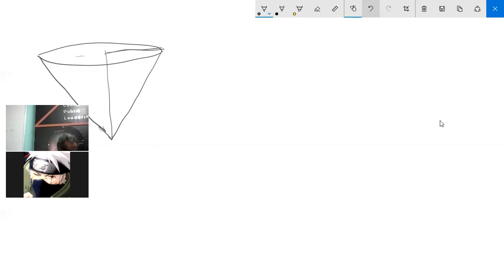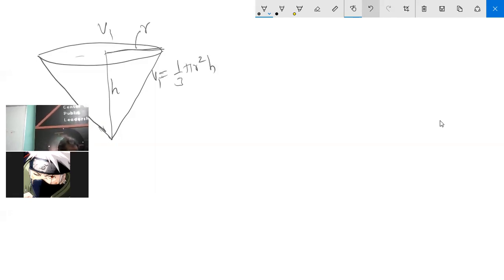Base radius is r and height is h. Full of water. This water is volume 1. How much is this? 1/3. Correct. Volume 1.